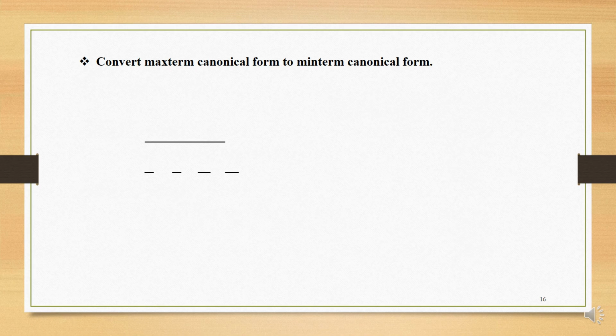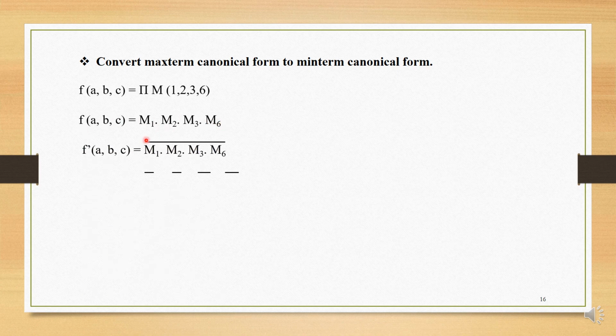Now let us see how to convert the Maxterm canonical form to Minterm canonical form. We have already seen how to obtain the Minterm from the Maxterm. Just the complement of Maxterm will give you the Minterm, and complement of Minterm will give you the Maxterm. So let us consider one example here. It is f of ABC equal to product M 1, 2, 3, 6. Now representing this decimal notation in capital M notation, f of a comma b comma c equal to M1 dot M2 dot M3 dot M6.